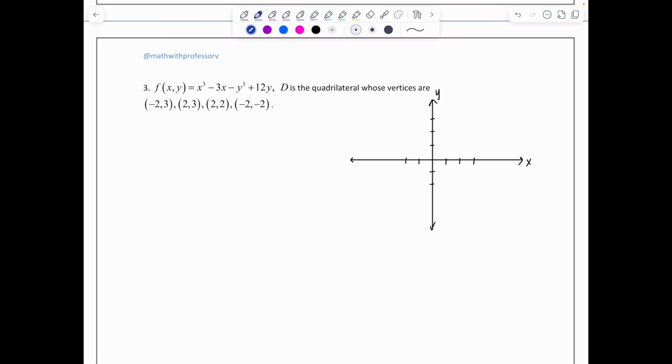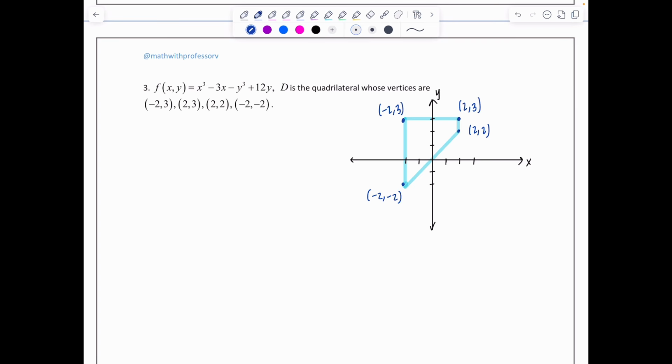Negative 2, 3. 2, 3. How lovely. 2, 2. Oh, so close. And negative 2, negative 2. All the way down here. All right. So here's our quadrilateral. Lovely. And then this will come straight through like this. Okay, perfect. So let's go ahead.